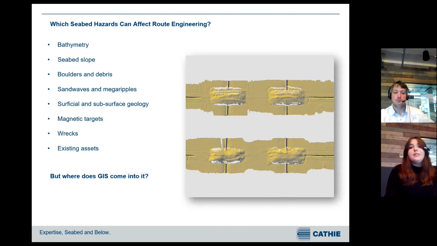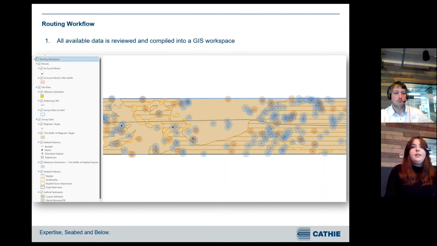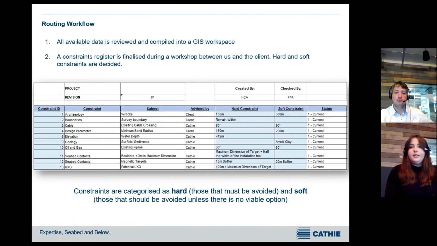But where does GIS come into it? Well, GIS allows us to create a spatial workspace which brings together all of the hazards into one place and allows us to turn them from potential hazards to routing constraints, which forms the first step of our routing workflow. So step 1, all the client-supplied data is compiled into a GIS workspace.